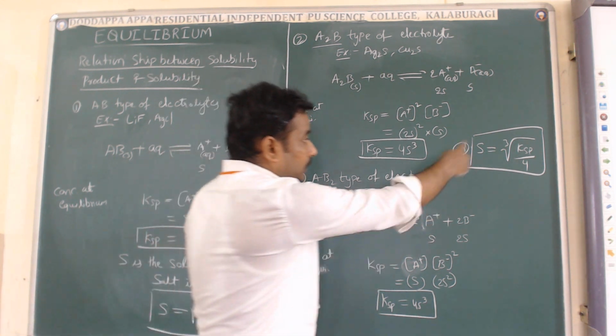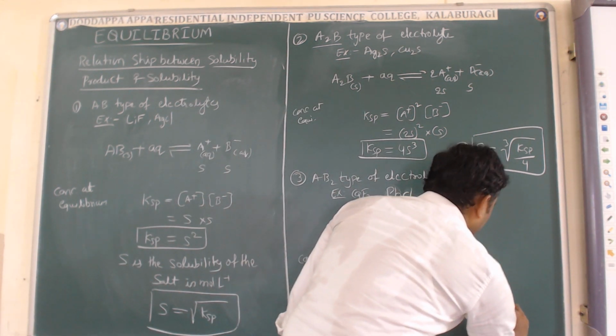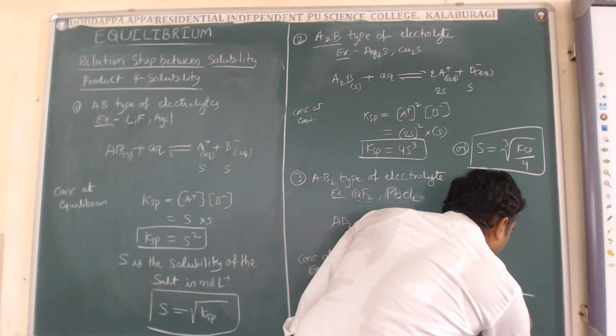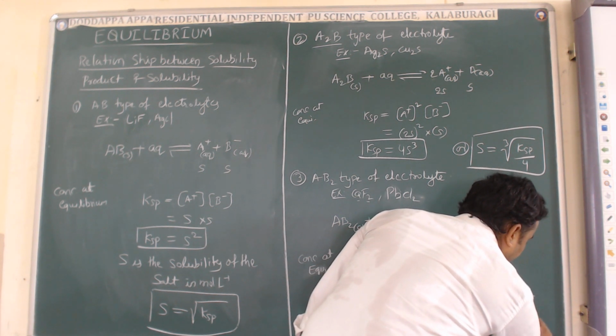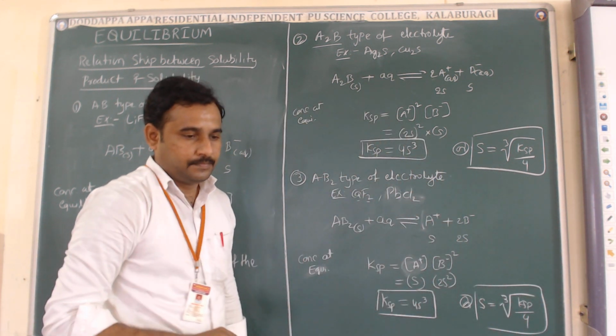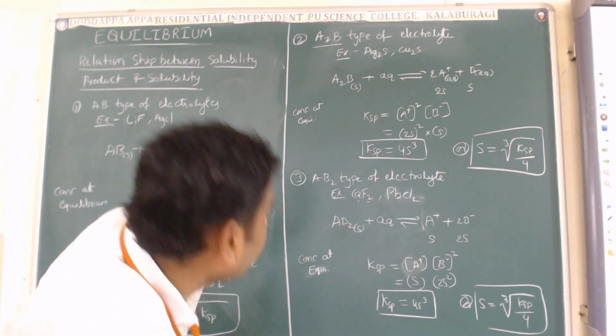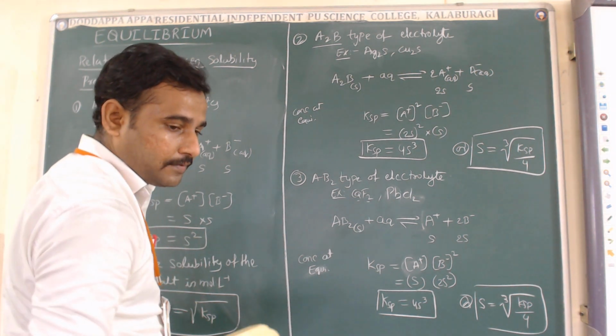And S is equal to the cube root of KSP divided by 4. This one is solved. Next, we have completed the AB type of electrolytes, A2B and AB2 type of electrolytes.